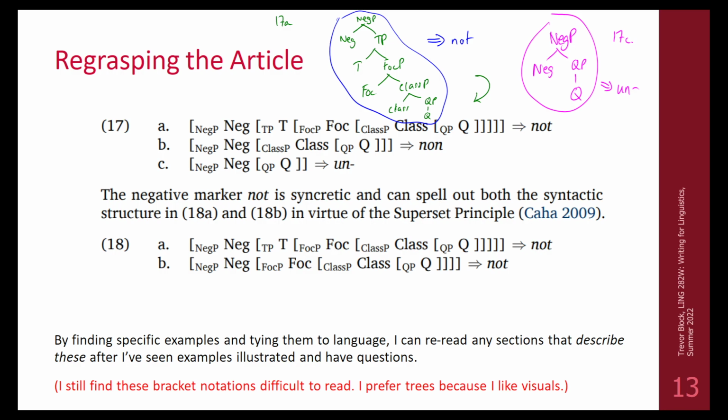So when I saw this, I did skim back to 3.2 to take a closer look at it. They talk about not afterwards in 18a and b, but again, I think I've grasped the point from 17. What I like about these is that they do have English here, so we can try to understand it in terms of English. Even if we don't understand what this bit is saying, we can still recognize some key features and say, okay, neg and q is un, or neg, t, focus, class, and q is not.